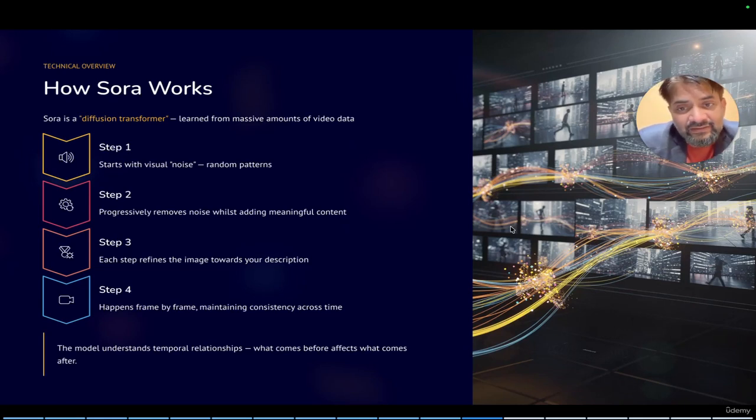Each step refines the image towards what you described. And this happens frame by frame, maintaining consistency across time. The result is video that feels coherent because the model understands temporal relationships. What comes before affects what comes after. And this is exactly why Sora can create camera movements, maintain character appearances, and simulate physics. It is not just generating random frames, it's building a consistent visual world.